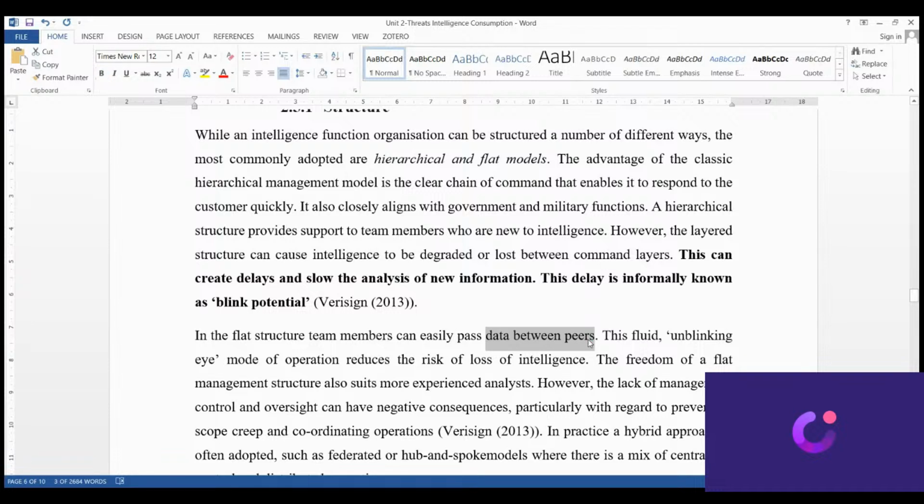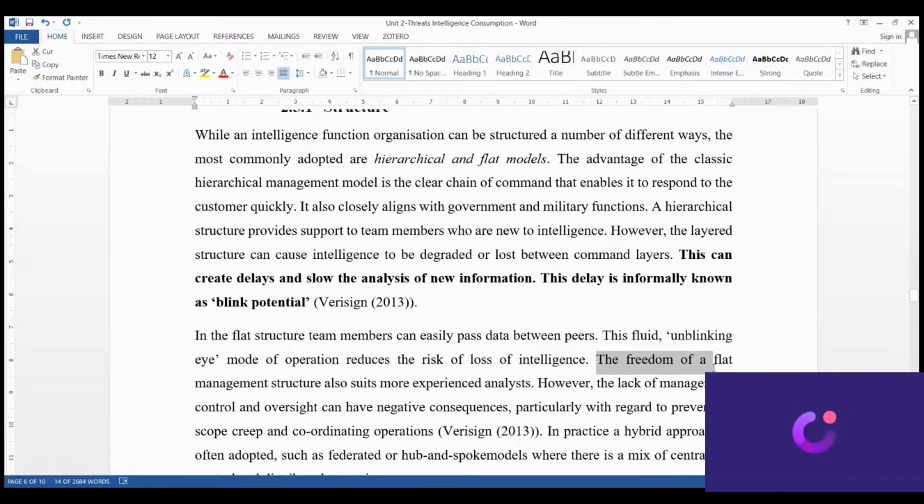That is the advantage of this structure. You can pass information among yourselves, of course information to do with cyber intelligence, the information that you've gathered. So this fluid or blinking eye mode of operation reduces the risk of loss of intelligence. With this kind of model, there's no loss of intelligence information.